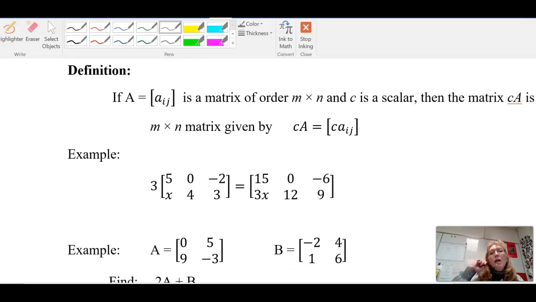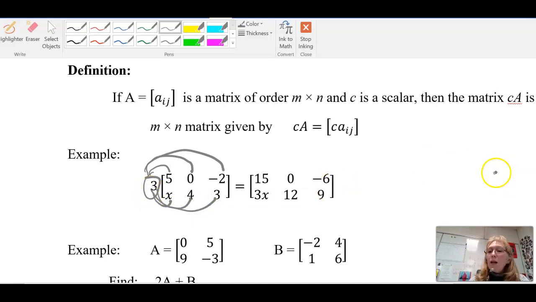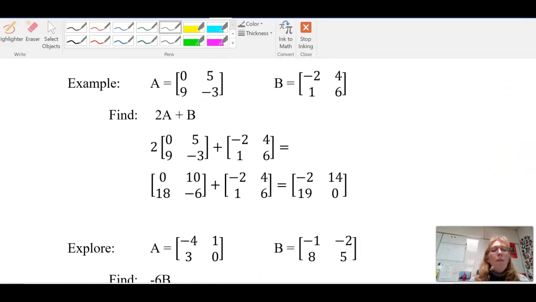Okay, scalar multiplication just means if there's a number out front, I want to distribute this number to every element inside. So that becomes 15, you're multiplying. 3 times 0 is 0, 3 times negative 2 is negative 6. This one just becomes 3x, this is 12, and this is 9. And that's the final answer until we put equal signs with them.